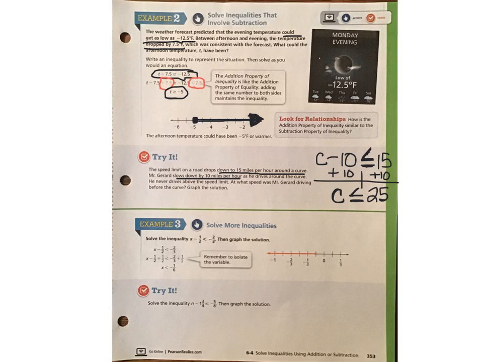If he's going less than 25 miles an hour and he slows down by 10, then he'll definitely be under the speed limit, which is the 15 miles an hour. The next thing that we have to do is graph the solution. So to graph the solution, we're going to sketch a number line.